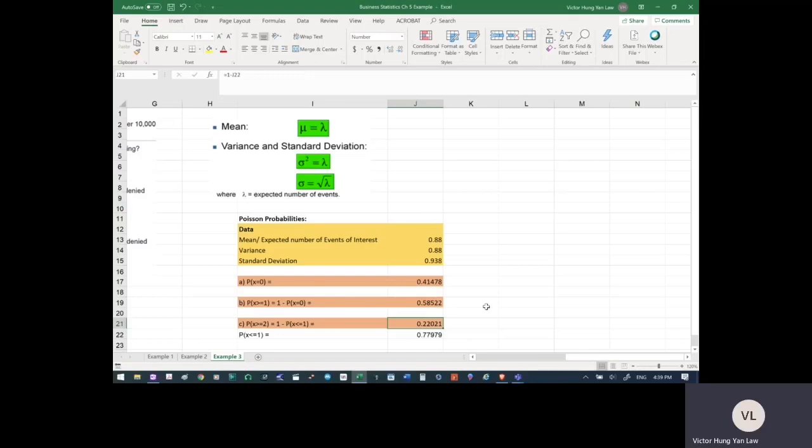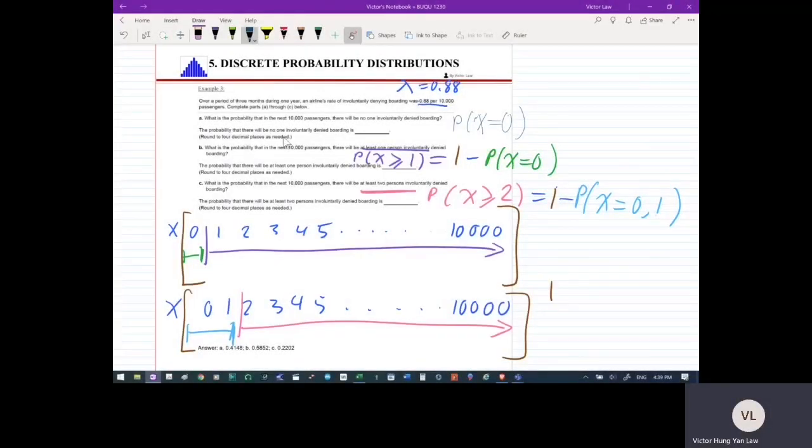And that's part C. So when you're dealing with these questions, the key concept you need to know is to draw a timeline. You need to understand the timeline. Whenever you're looking for x is greater than or equal to a certain number, how Excel works is that Excel only gives you the probability to the left. So if you want to find the probability to the right, you take the 100% minus the probability to the left, and that will give you the probability to the right. That's the concept you need to understand with these probability distributions. And that's example 3.